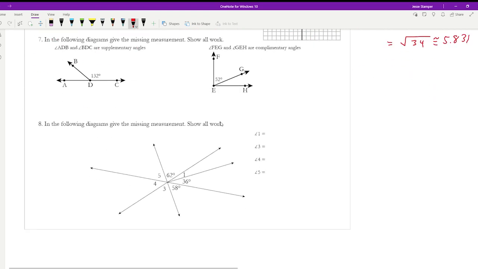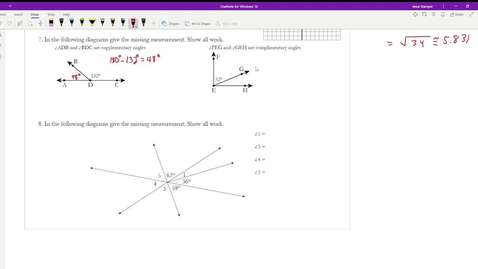Now, let's move down to looking at these angles. We need to find what's the missing measurement. Well, we know that it's 132, and I told you they're supplementary, and you know that supplementary angles should add up to 180 degrees. Well, 180 minus 132 degrees gives us what? Should give us 48 degrees, which means the measurement that's missing is 48 degrees.